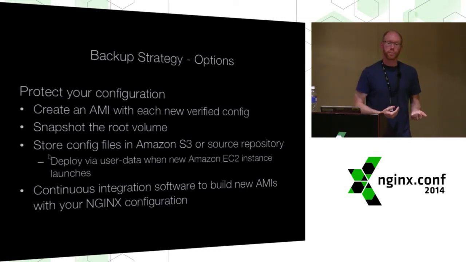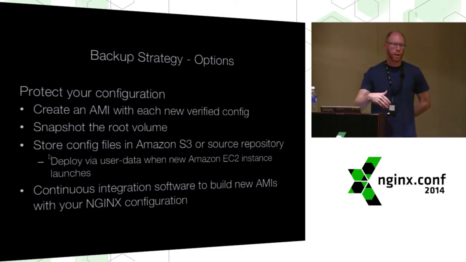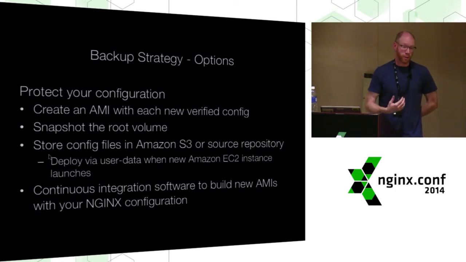So we talked about elastic block storage earlier. The operating system and the configuration is all on block storage. You could do regular snapshots of that and actually use that as your block storage the next time you launch an instance. You could store your configuration files in S3 or any source repository you use, and then just use the user data functionality I talked about earlier to actually, when the instance launches, tell it to go out and get your configuration files from whatever repository you use and deploy those and configure those on your Nginx instance.